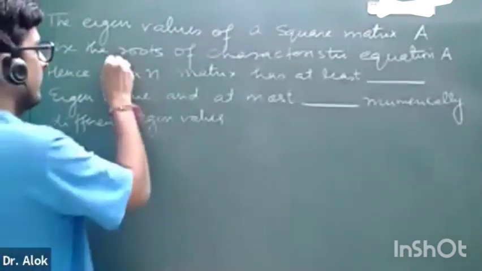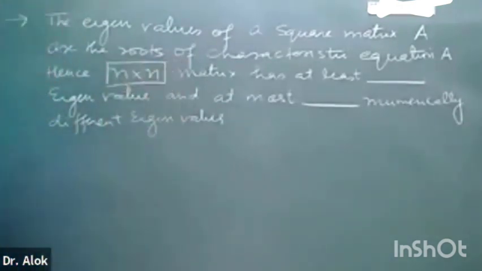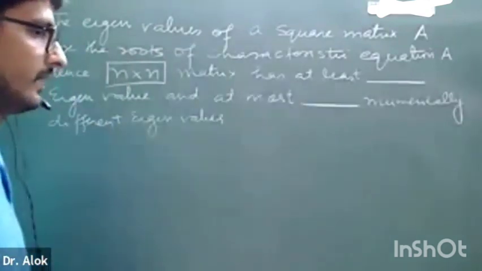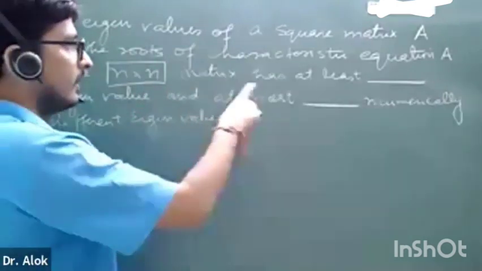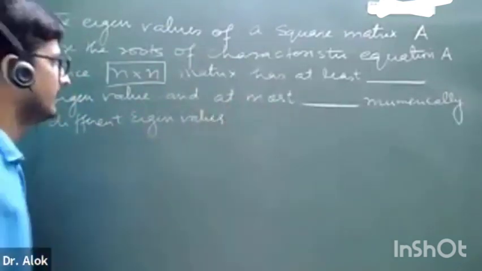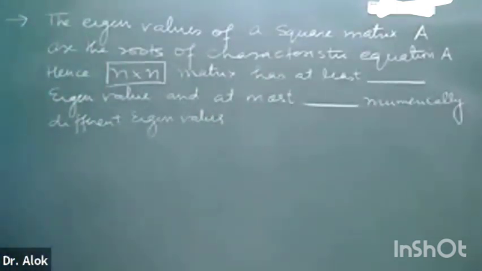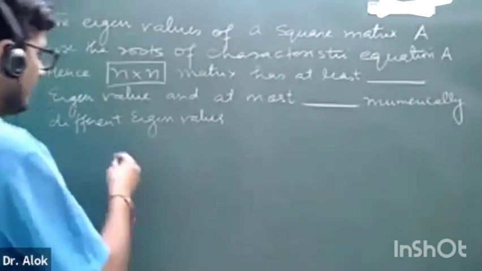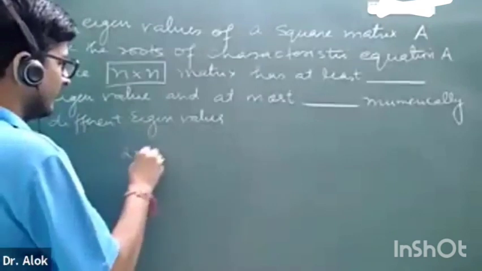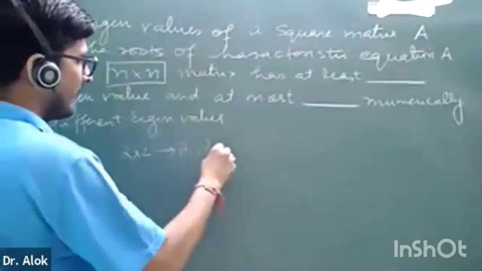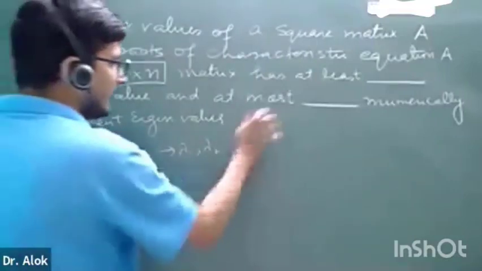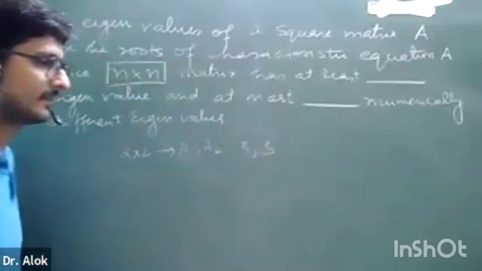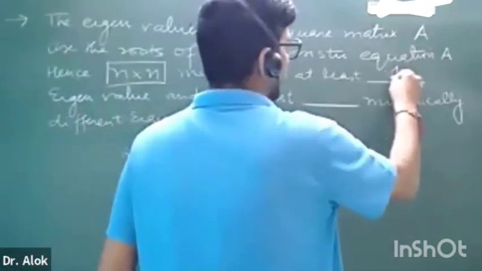So whenever something n cross n is asked, you just think about some 2 cross 2, what we have done. If there is a 2 cross 2 matrix, how many least numerically different eigenvalues may you have? One. Suppose you have a 2 cross 2 matrix and you got eigenvalues as lambda 1, lambda 2. There is a possibility that you get 2, 2 as an eigenvalue, or 3, 3 as an eigenvalue. So here you will fill 1.